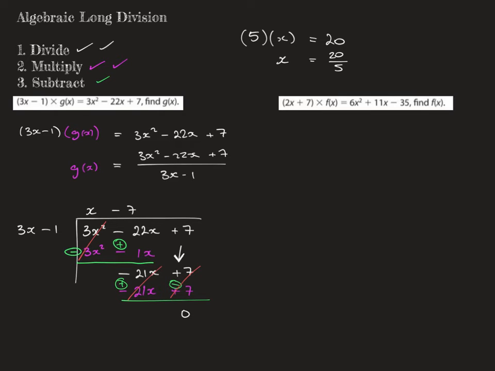Okay, so what we've worked out there, just to be clear, is what g of x is equal to. Okay, so g of x is equal to x minus 7. So just to be clear on what that means, 3x minus 1 multiplied by x minus 7 will equal 3x squared minus 22x plus 7. Okay, so this multiplied by this will give us this. And another way of viewing that is that this and this are both factors of 3x squared minus 22x plus 7.